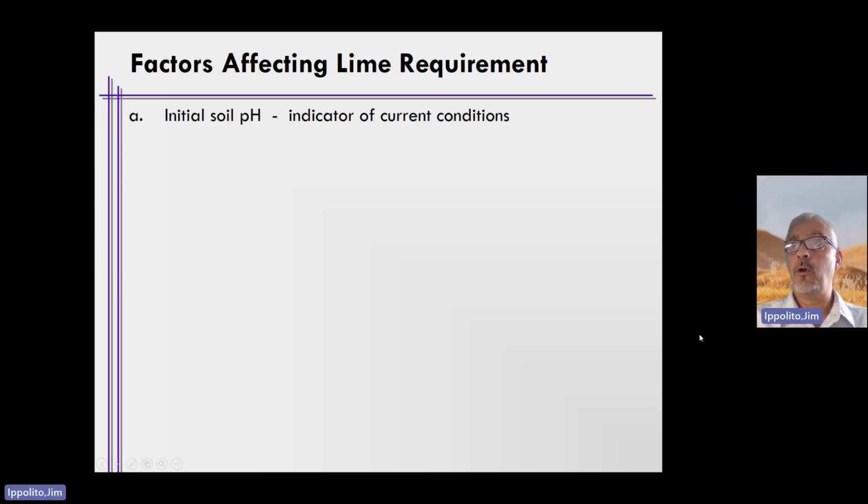First one is the initial soil pH. So that's the indicator of the current soil conditions. Is it pH 6.5? Is it 5.5? Is it 4.5, etc.? So you need to know a starting point.